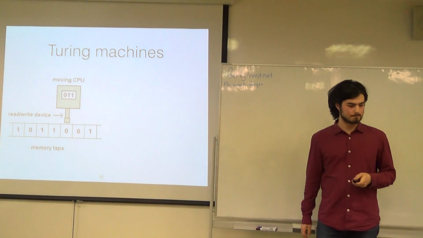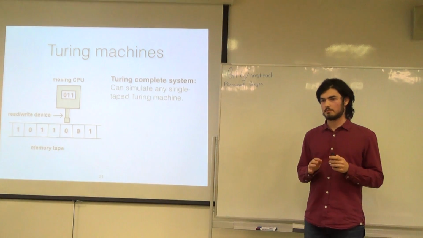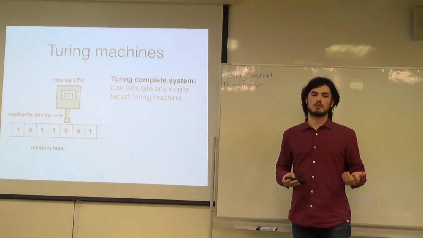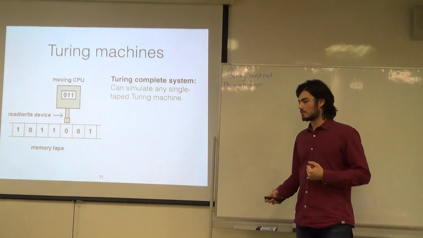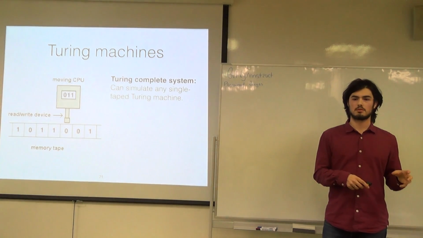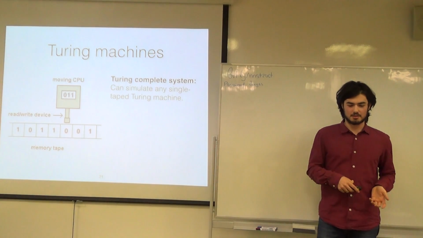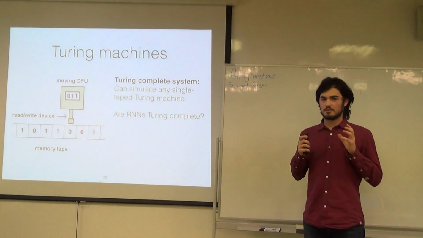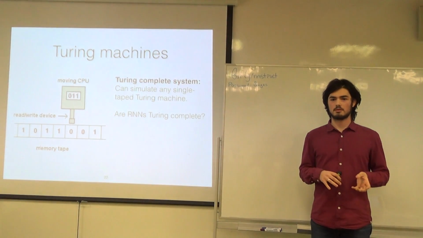So there is a cool notion called the Turing complete systems. We will be really interested in them a bit later. Turing complete systems are systems which can simulate any possible Turing machine. So for example, a lot of modern programming languages are Turing complete. So here are some questions for you. Are recurrent neural networks Turing complete?